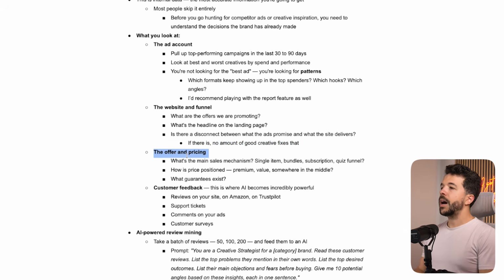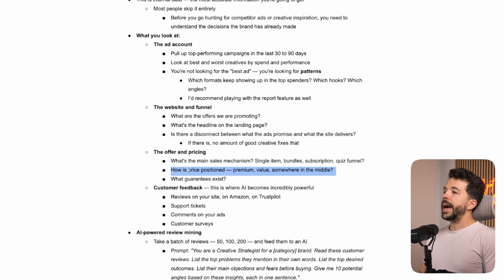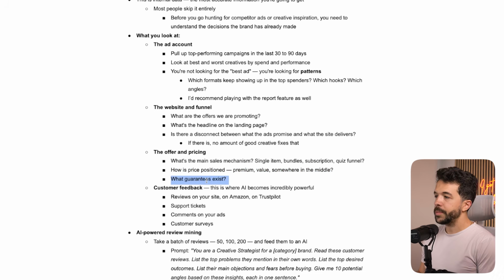Then the next thing is the offer and the pricing. What's the main sales mechanism that we're using? Is it a single item? Is it a bundle? Is it a subscription? Is it a quiz funnel? You want to see how the price is positioned. Is it a premium offer? Is it a value offer? Is it somewhere in the middle? Are we offering guarantees? If yes, what are they? What have we tested in the last 90 days?